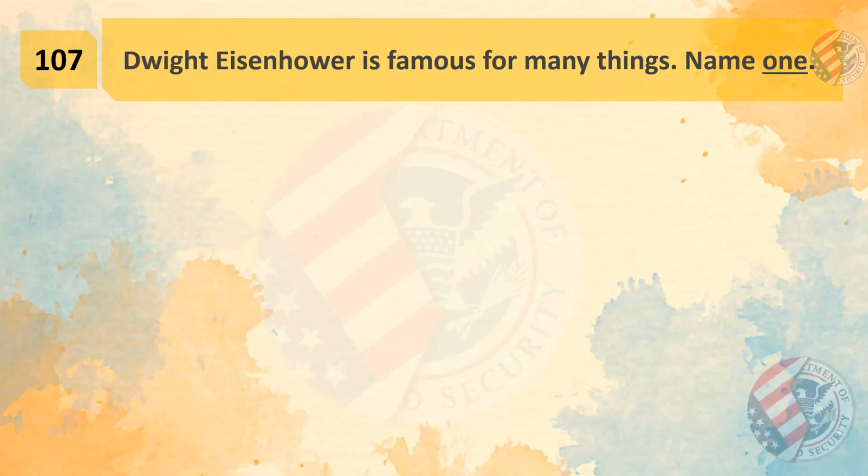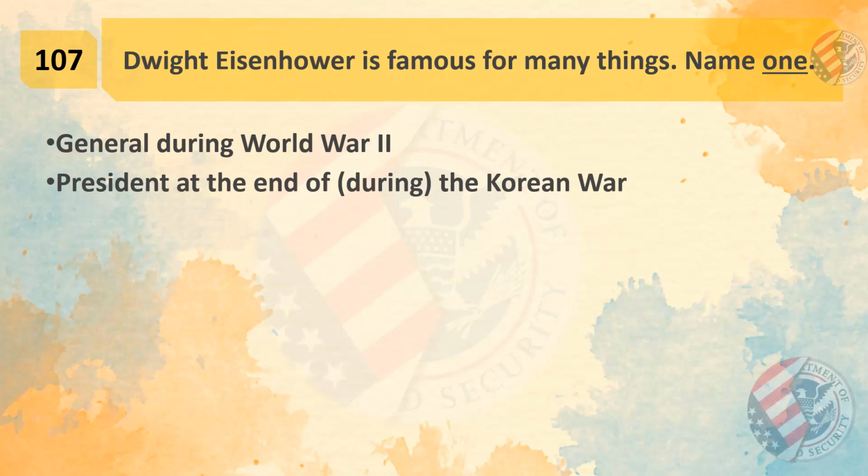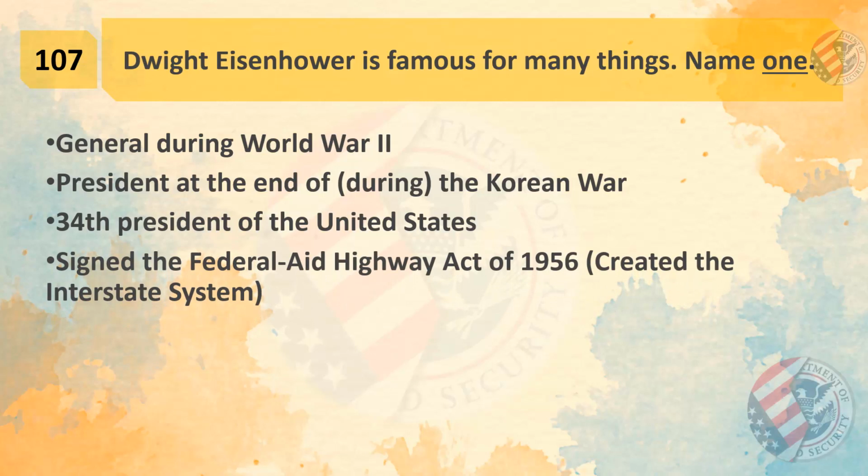Dwight Eisenhower is famous for many things. Name one. General during World War II. President at the end of, during, the Korean War. 34th President of the United States. Signed the Federal Aid Highway Act of 1956, created the interstate system.